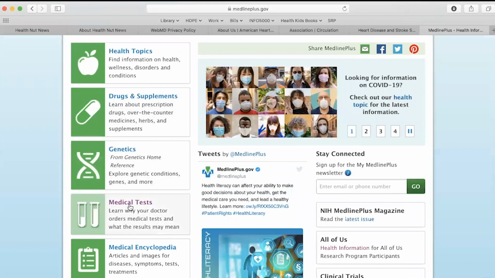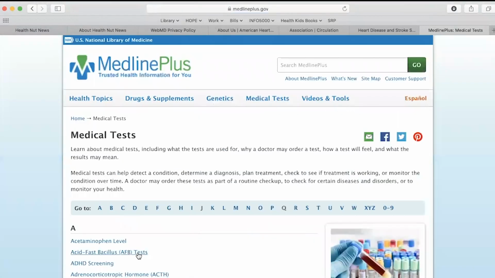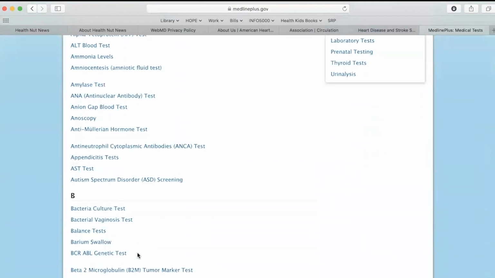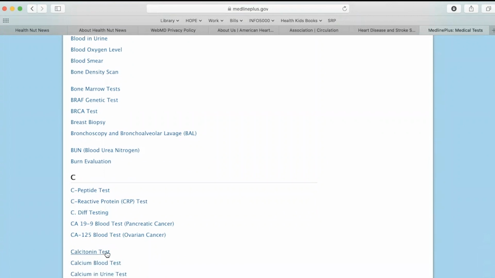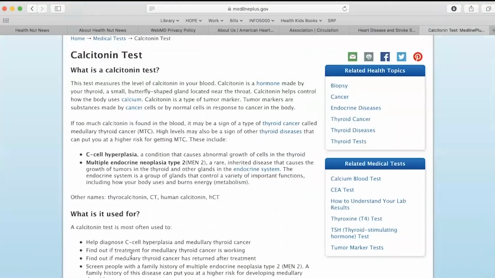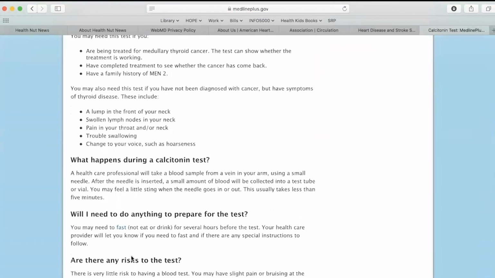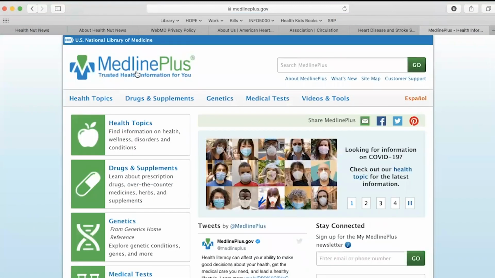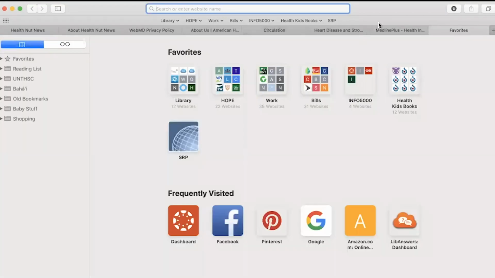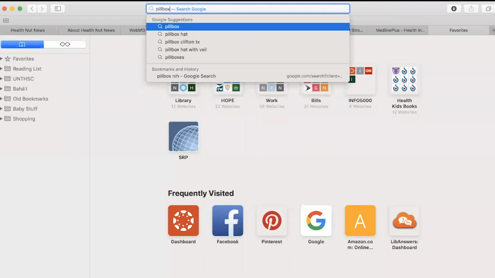Another area is the medical tests. They have a variety, again, of medical tests that are commonly prescribed by your doctor that you can look more into about why, what it is, what it's used for, what the test results mean. So again, there are many tools that are useful for you. Another resource we're going to look at is Pillbox.